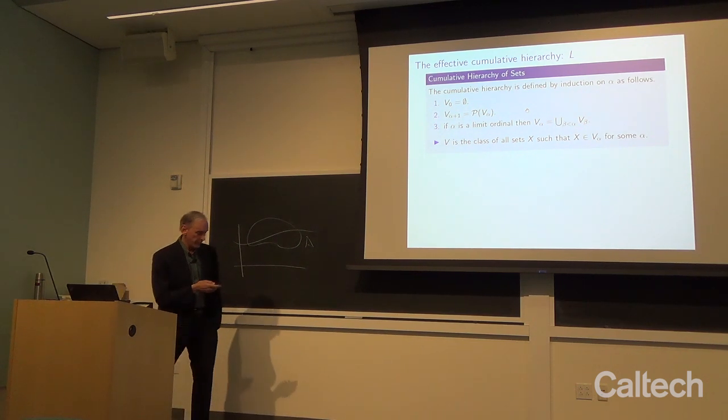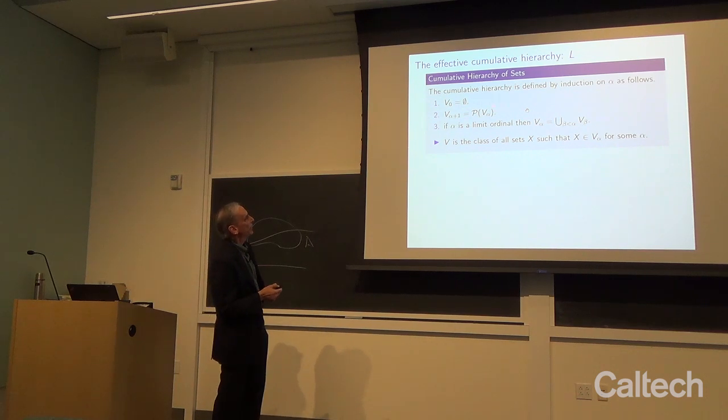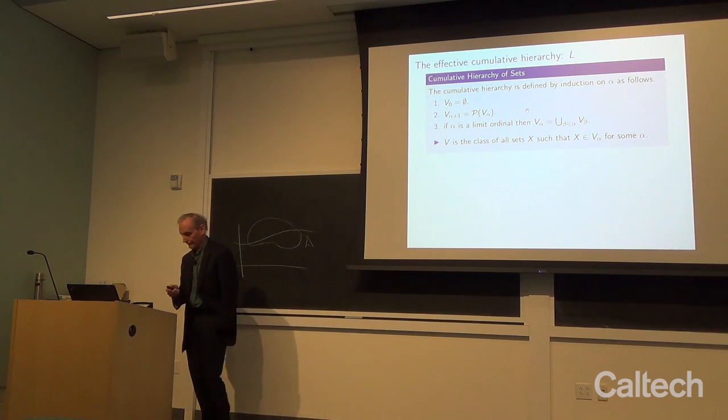Remember, we start with nothing. We iterate at a successor step. We take the power set. At a limit stage, we take the union. And V is the class of all sets that you catch this way.